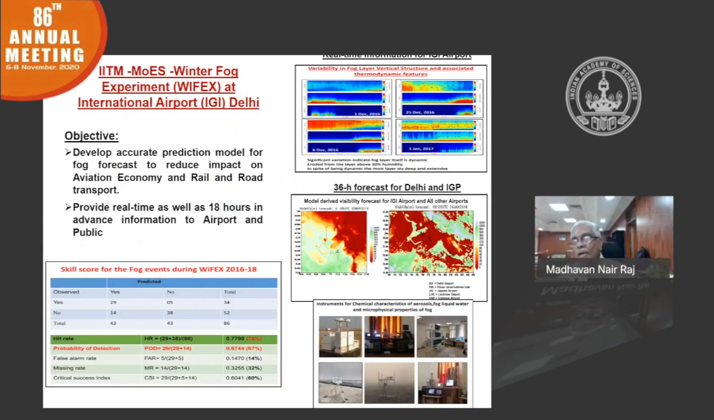And another thing is the winter fog. As all of us know, at Delhi airport, if somebody wants to come to Delhi in winter, they will always have the uncertainty of fog and flights will be diverted. So we have done a lot of experiments for the last 3-4 years, and we could develop a winter fog prediction for Delhi airport, which is doing reasonably well. Not up to the mark, but reasonably well, which is very useful, and airport authorities are using it.